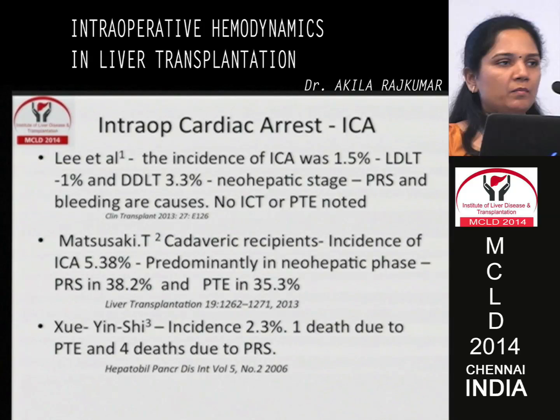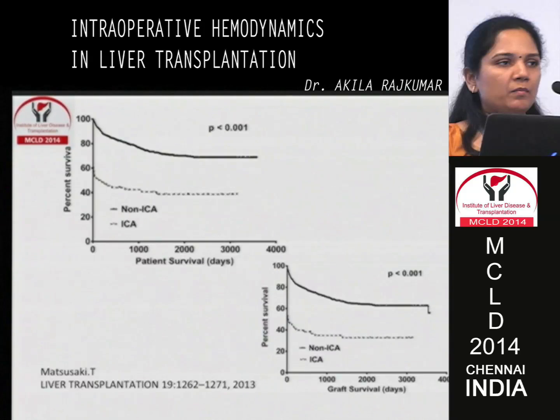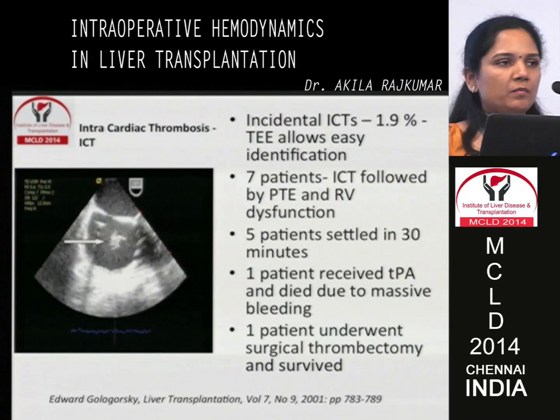Intraop cardiac arrest, again, it's been retrospectively studied in various groups. The incidence is between 1.5 to 5%. The most common cause was PRS and bleeding. There is an incidence of intracardiac thrombus in 35% of the patients. Just to show the survival following intracardiac thrombus. Echocardiogram finding showing a thrombus inside the RA.